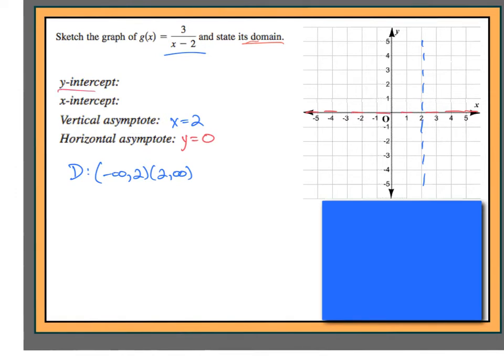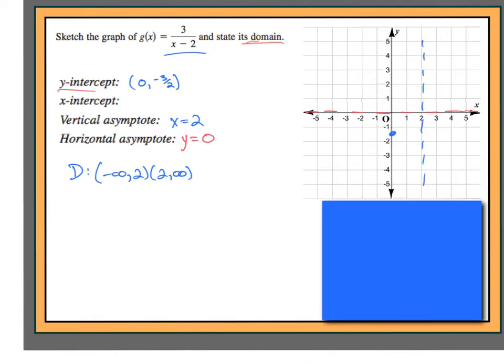All right. So now how do we find a y-intercept? We substitute in 0 for x. So if I substitute in 0 for x, what do I get? Negative 3 halves. So my intercept is the ordered pair 0, comma, negative 3 halves. All right. And so if I put that there, I got 0, comma, negative 3 halves going down right there.